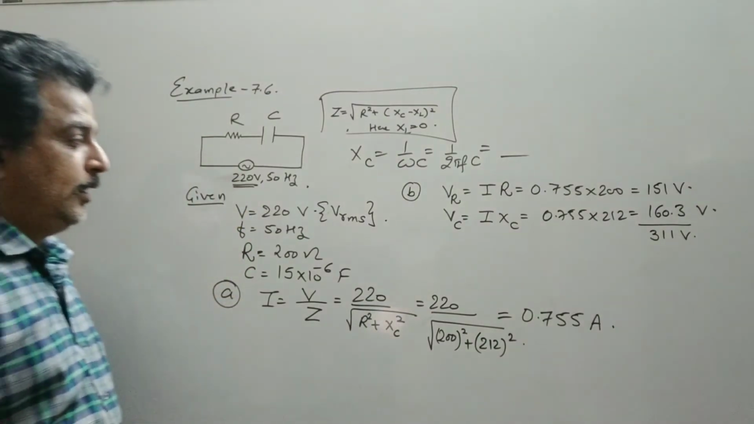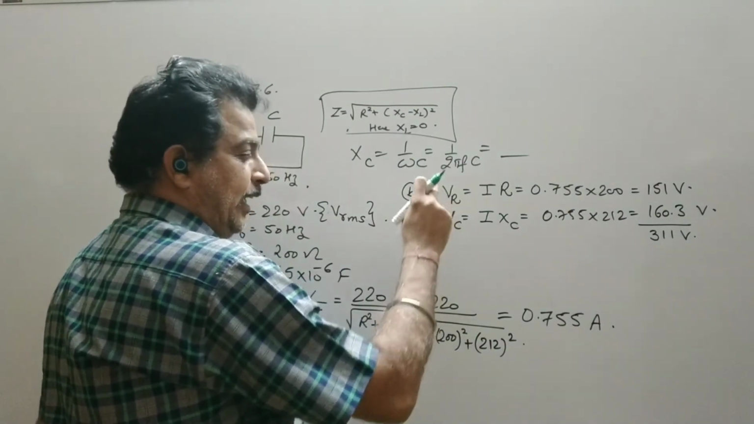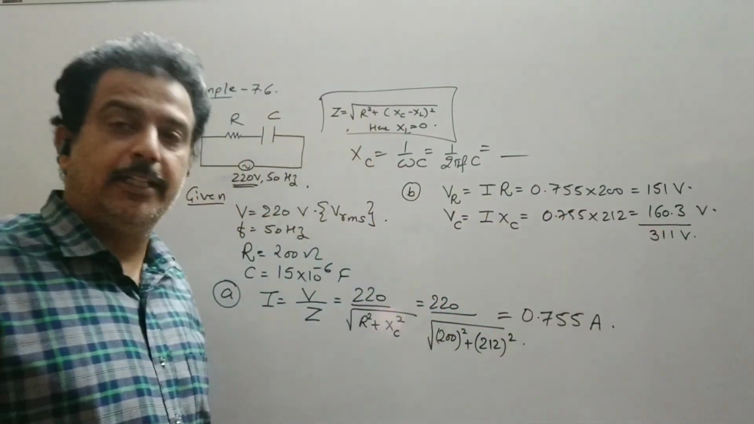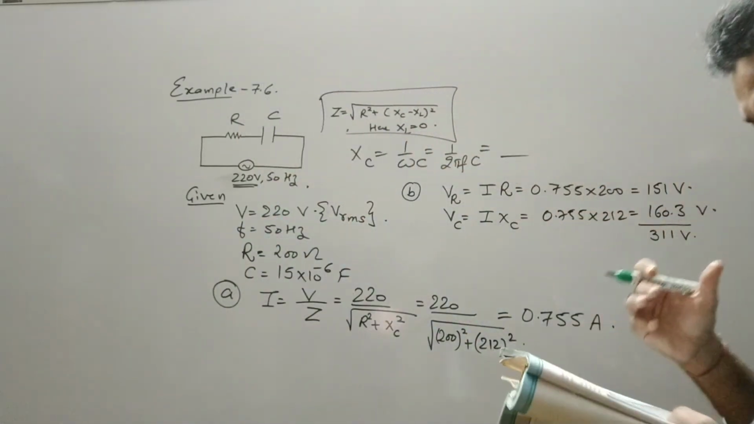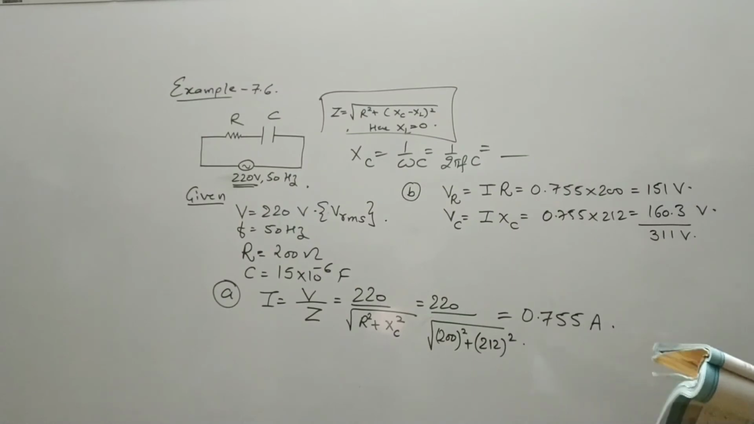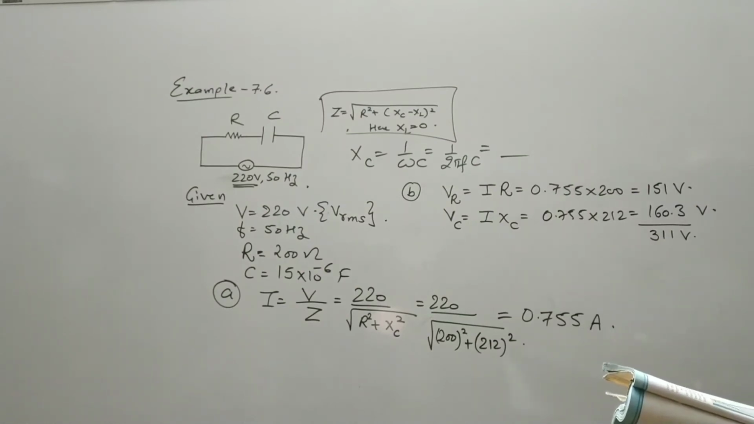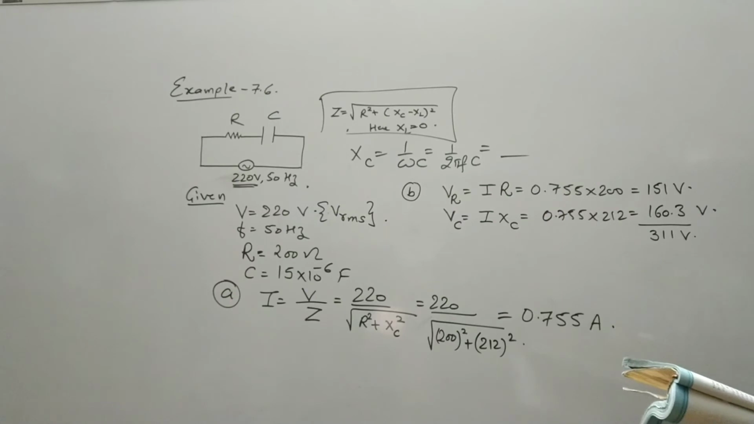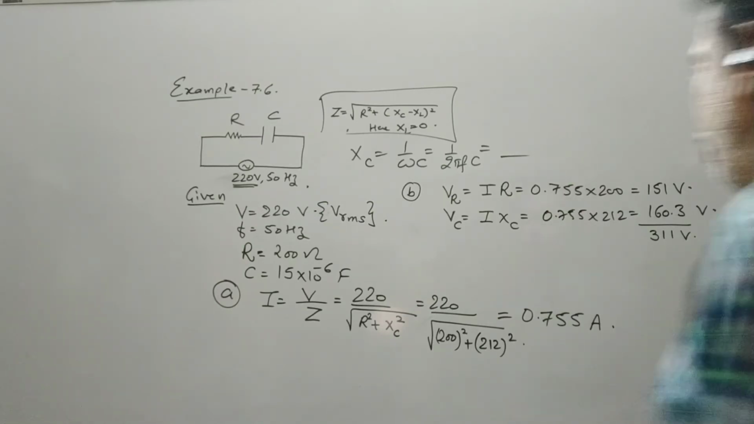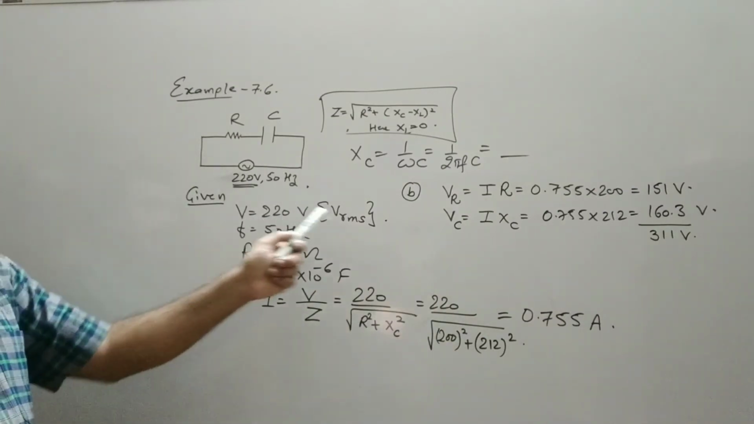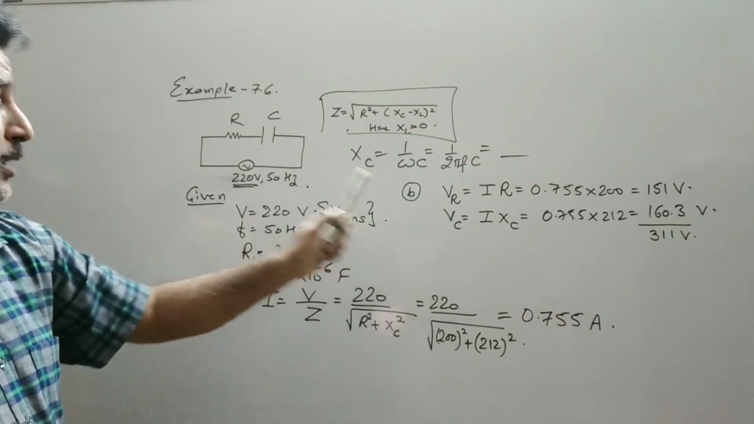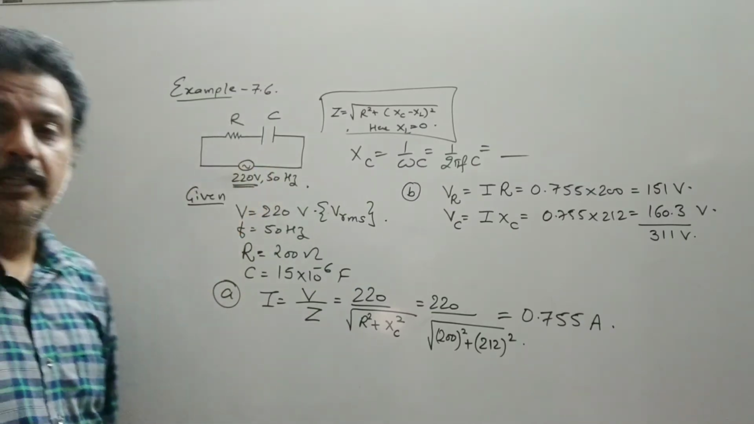So here the algebraic sum of VR and VC is not 220 volt, it is 311 volt, and that is what is asked in the question. Is the algebraic sum of this voltage more than the source voltage? If yes, resolve the paradox. So clearly the algebraic sum of VR and VC is greater than this VRMS. This is VRMS across R. This is VRMS across C.